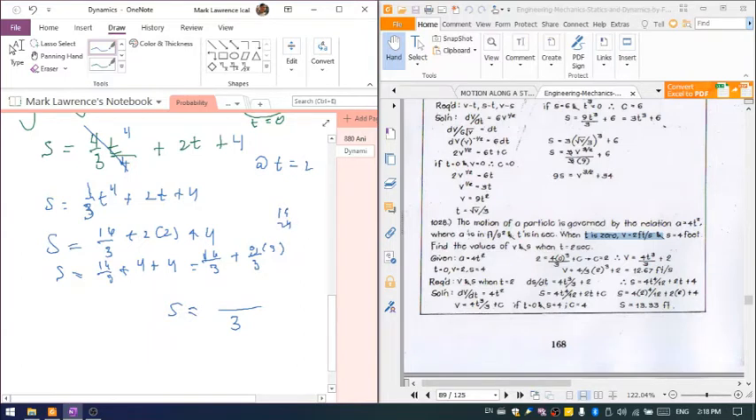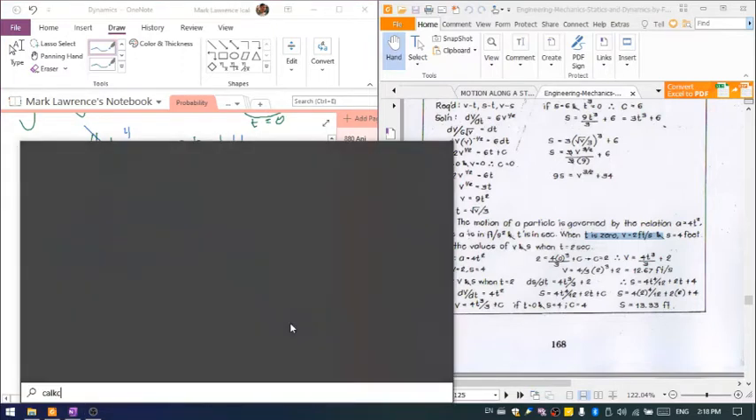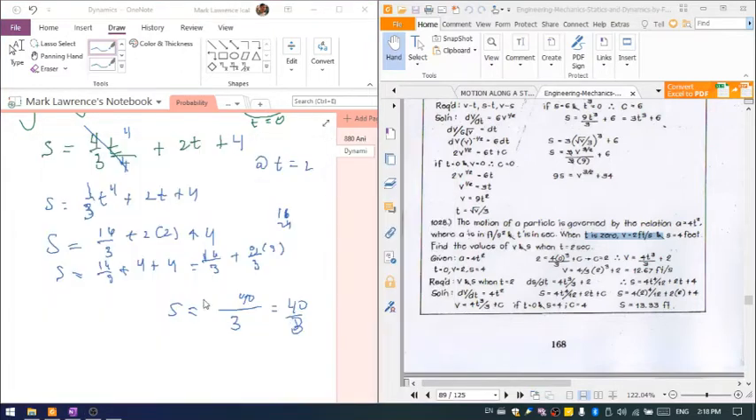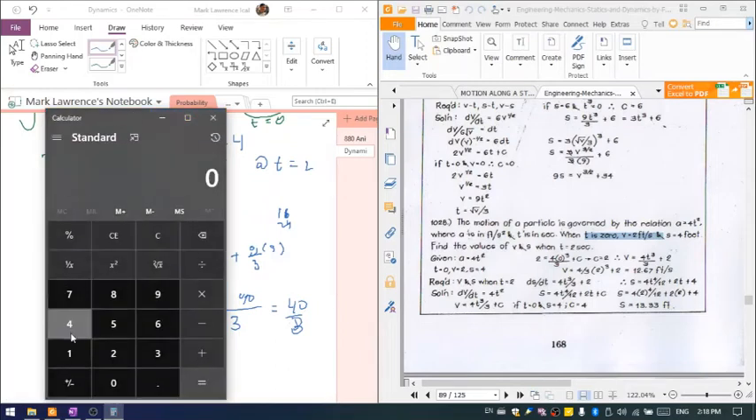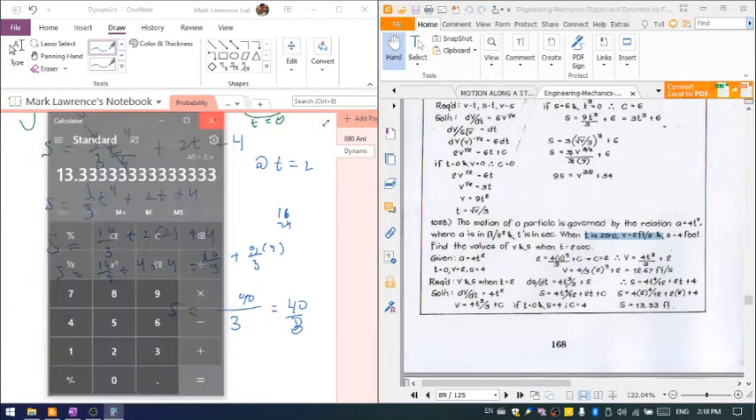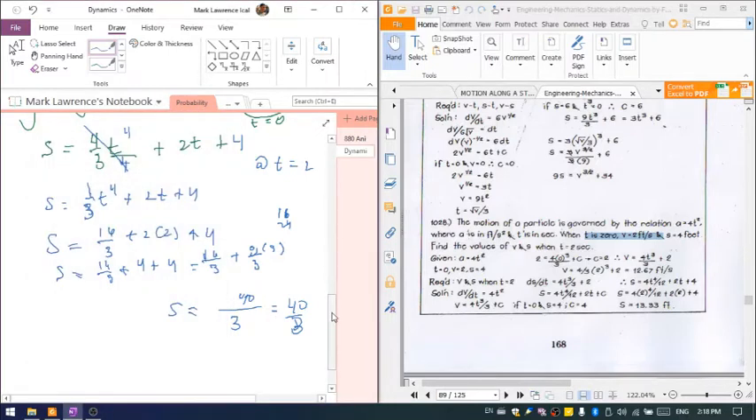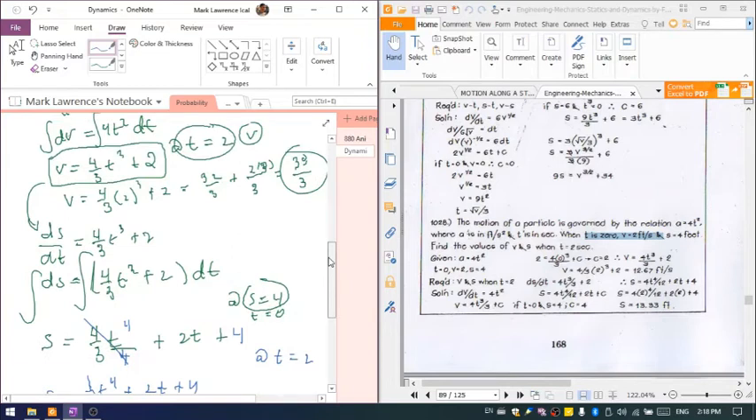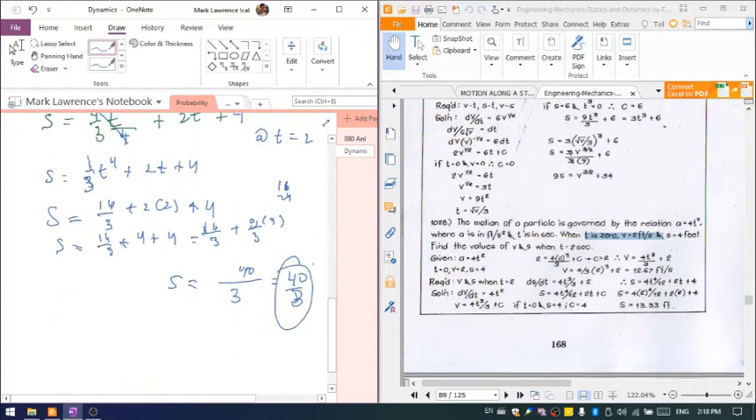So, 40 over 3, plus 40 over 3. Okay, so 14 over 3. So, our velocity is 38 over 3 and 40 over 3.